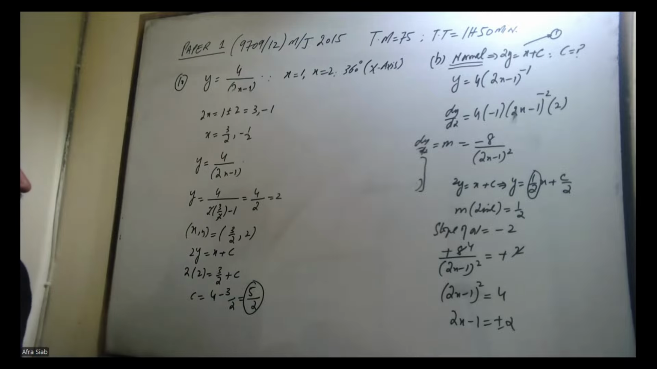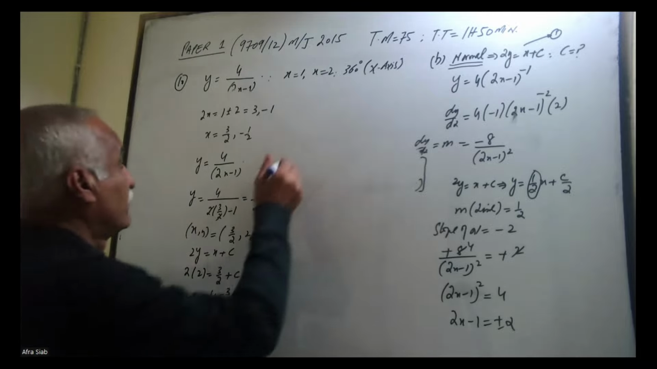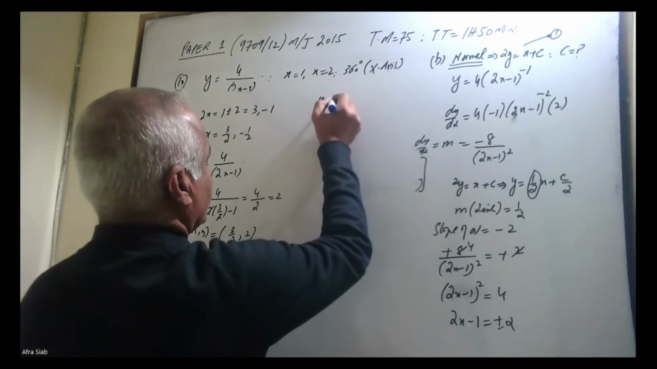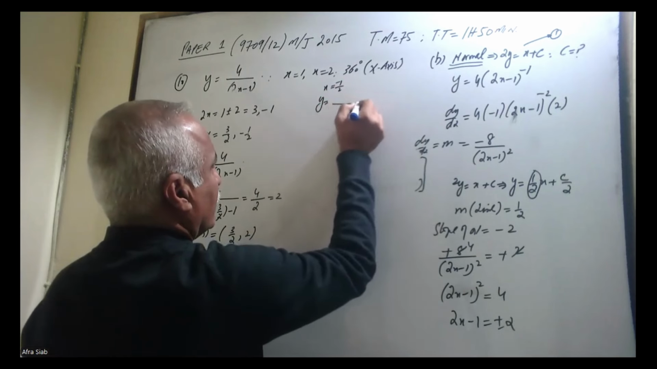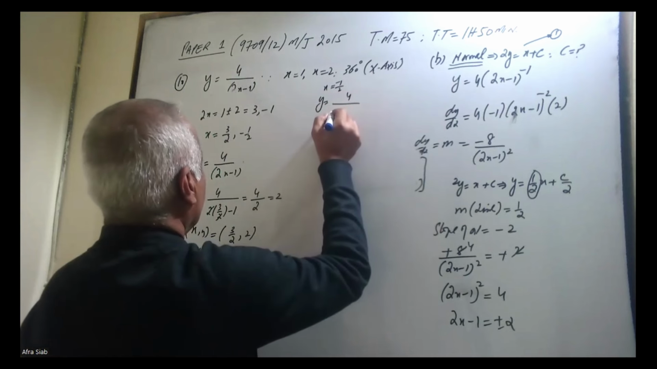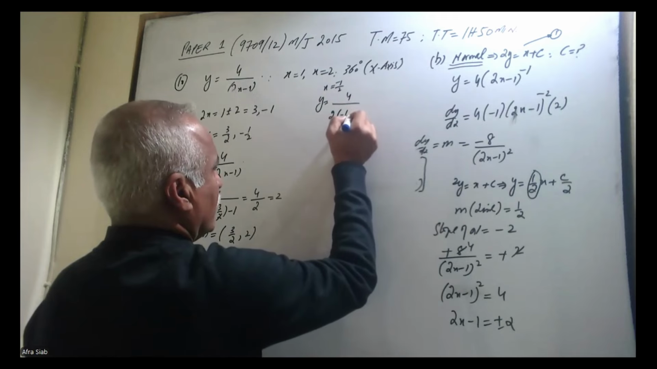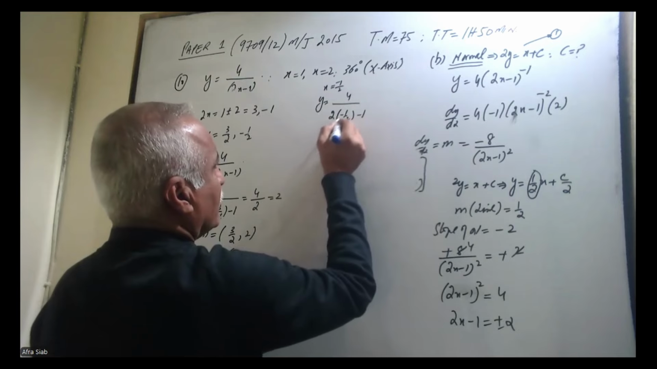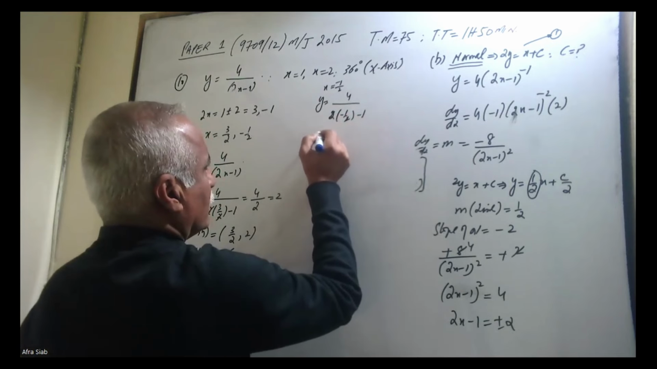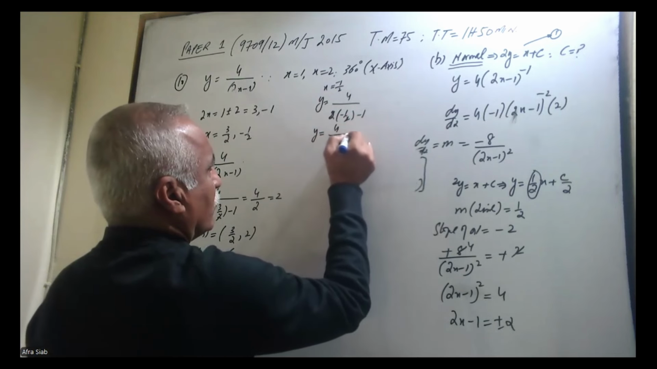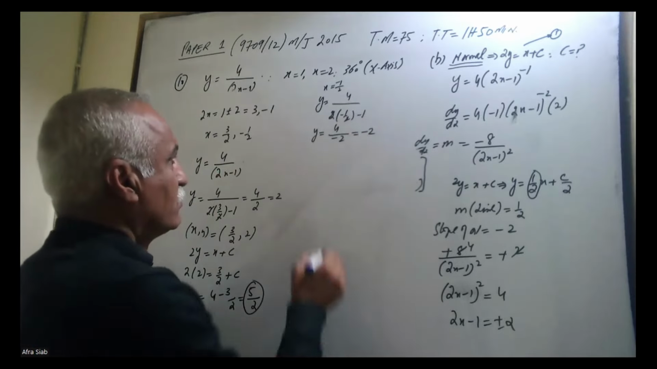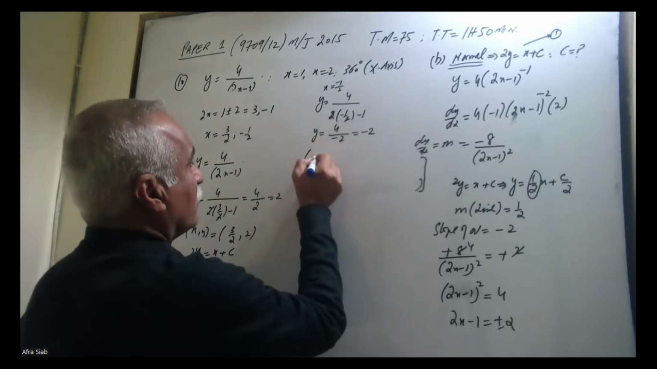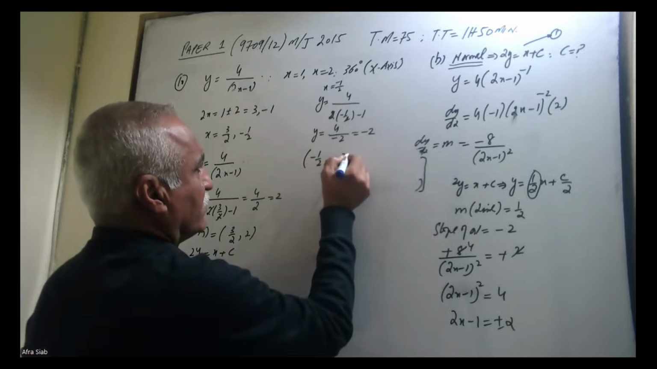Now we put the second value of x, that is minus half. So y is equal to, when x is minus half, 4 over 2 into minus half minus 1. So that thing is equal to 4 over minus 2, and that value is equal to minus 2. So the point there is minus half and minus 2.